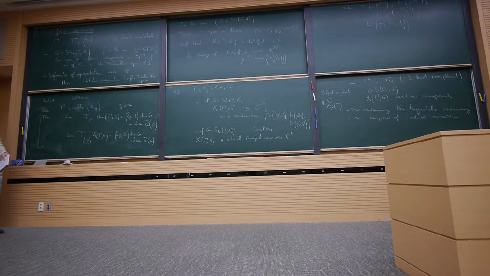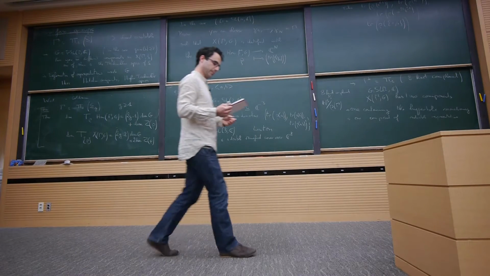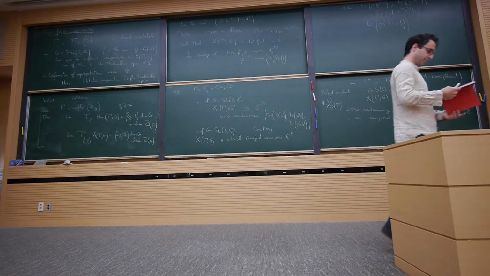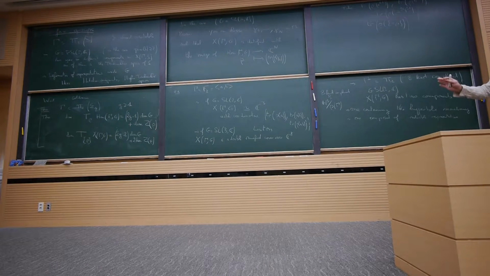Is this for every rho, or is there any condition on rho? No, there are conditions on G, not on rho. Okay. And the condition on G is, well, let's say a reductive linear complex algebraic group is enough.